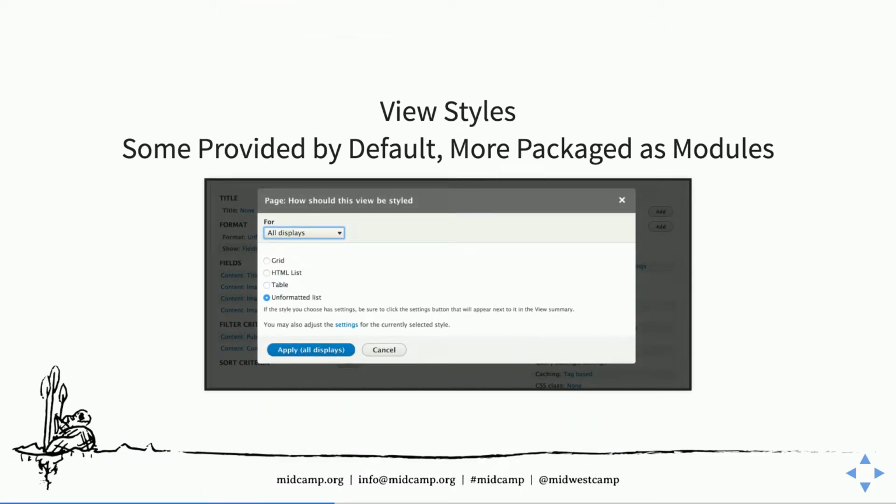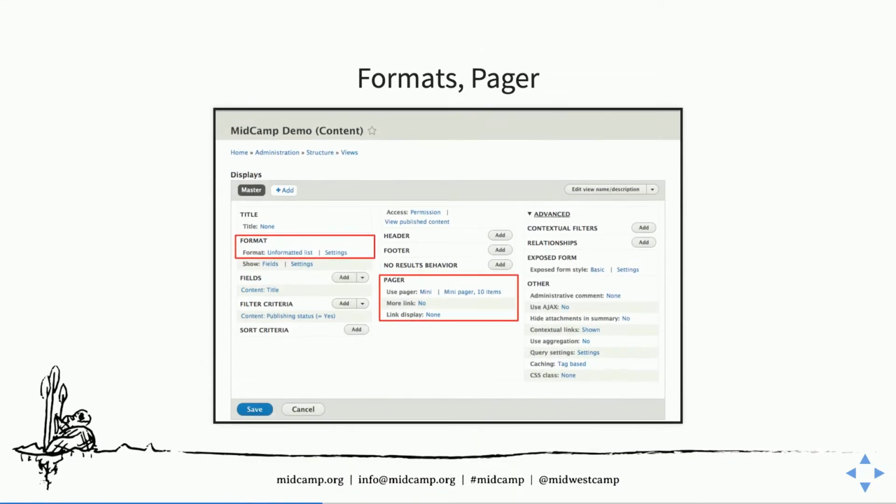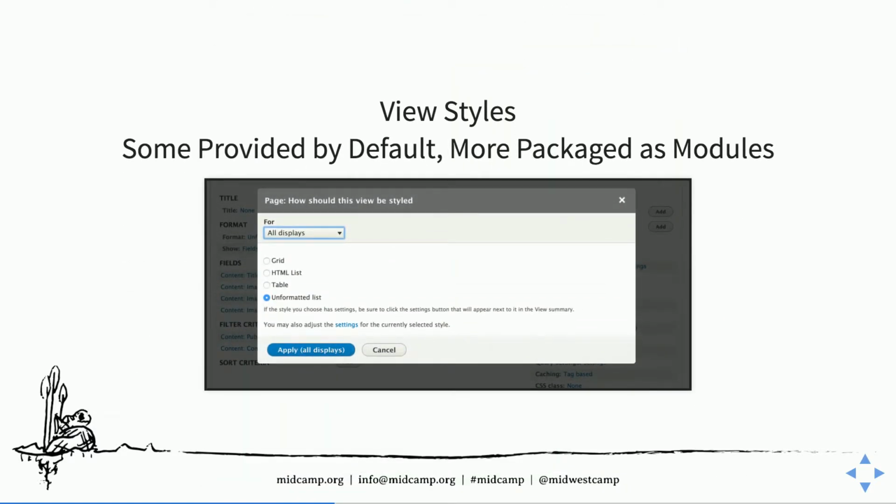So when you click on unformatted list in this case, it allows you to change the view styles. By default, these are the view styles that are available to you when you download Drupal 8: Grid, HTML list, table, and formatted list. The unformatted list is the pre-selected option, but we can select different ones and see how that output looks without having to change any other settings besides this option here.